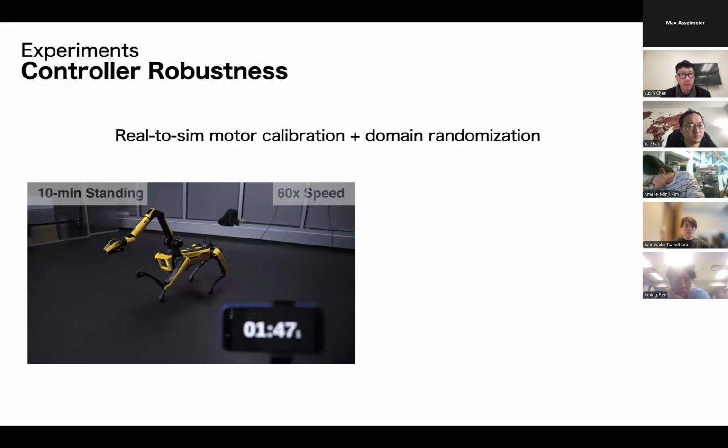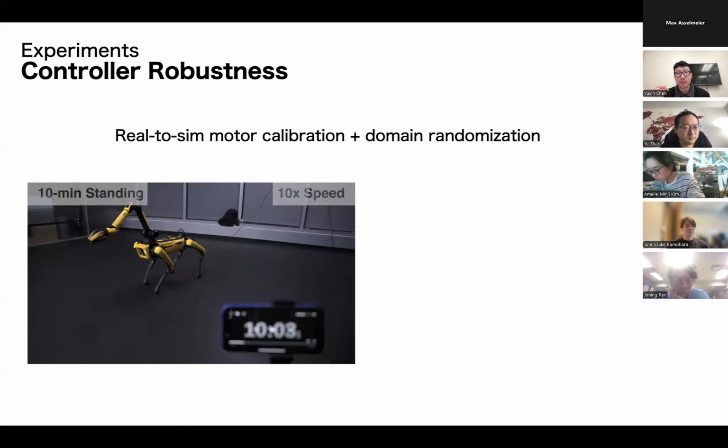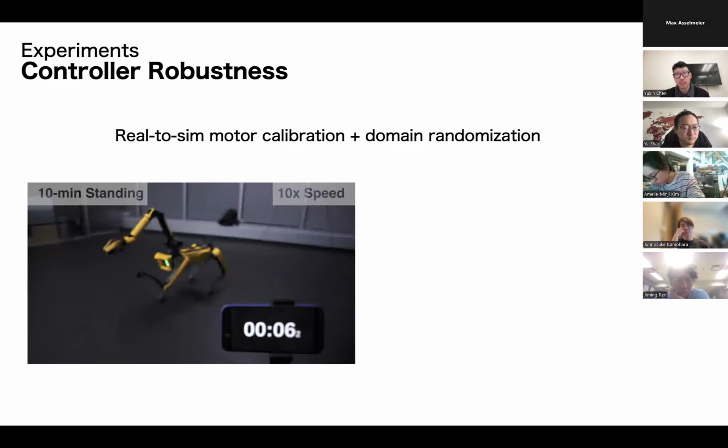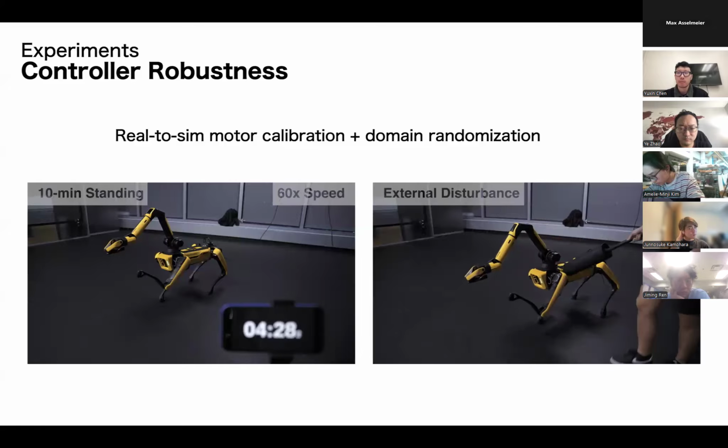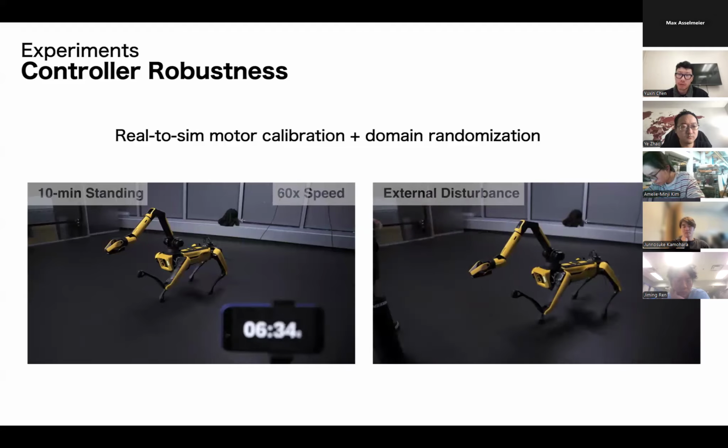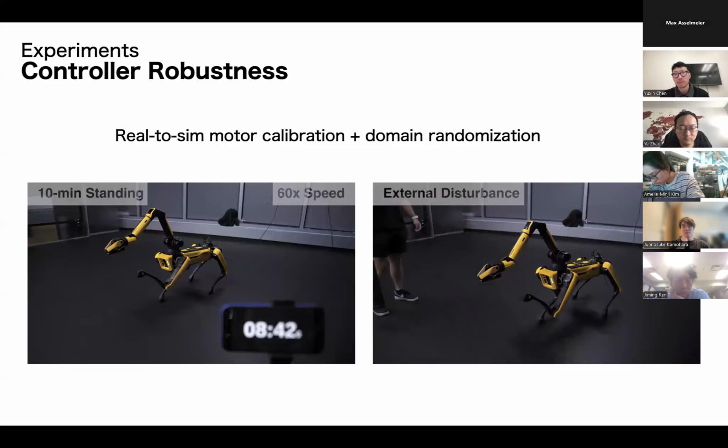So here we try to show the robustness of the controller. For example, at a certain pose, we can lift up any leg, and then the robot can just remain stable for a long time. And in the meantime, it's really robust to external disturbance. We can push, we can punch the robot, and it can remain stable.